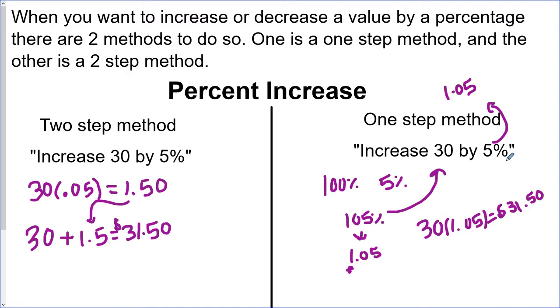Now again, to understand this method requires a little bit more work. The two-step method here is pretty straightforward. You take 5% of 30, you add that back into 30, and then you get 5% increased of 30. Here it requires a little bit more work to understand why the shortcut works. The method itself isn't too bad, but the shortcut requires a little bit of thought.